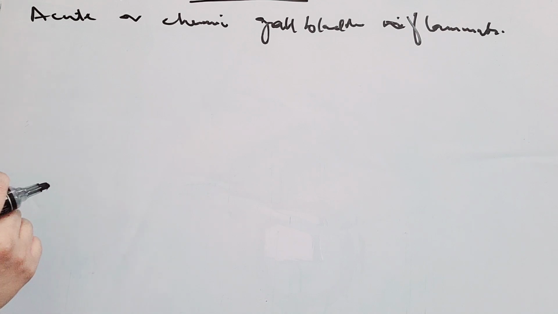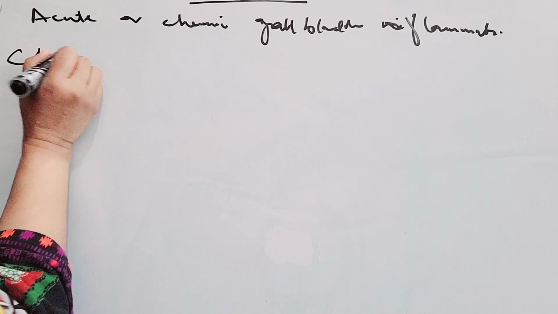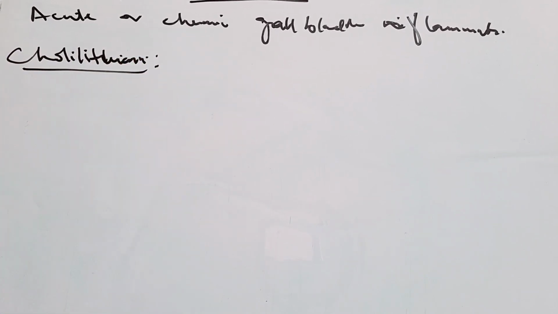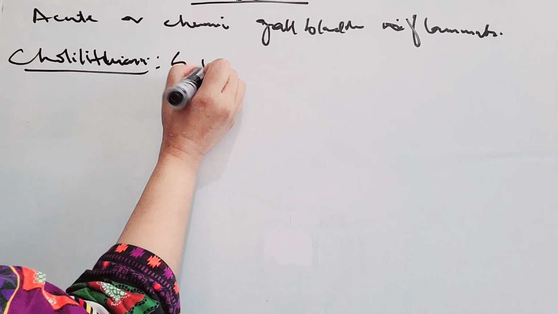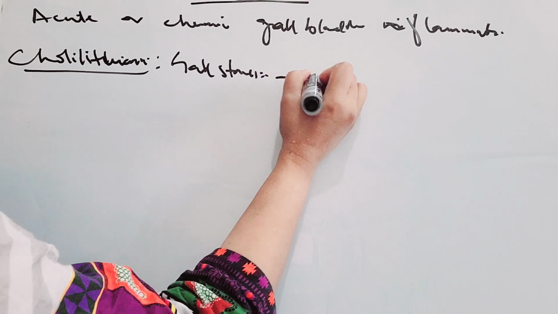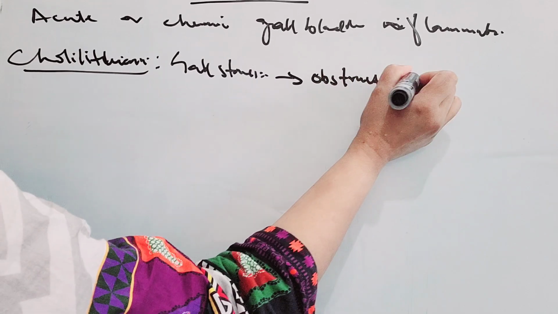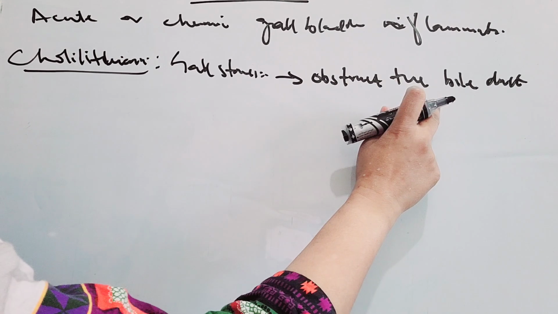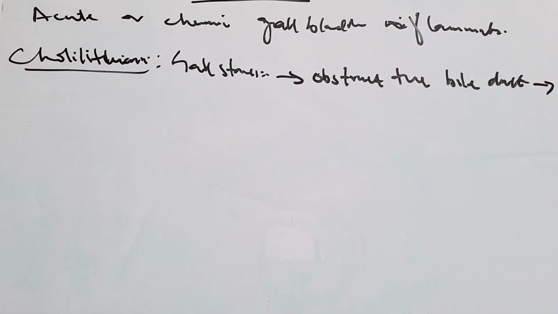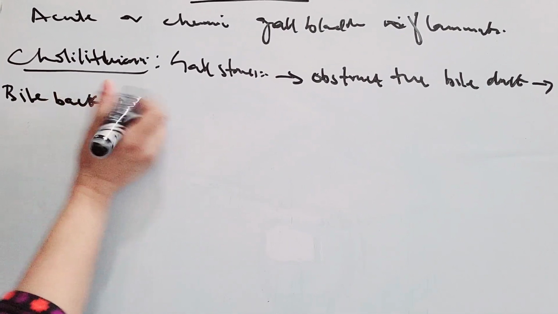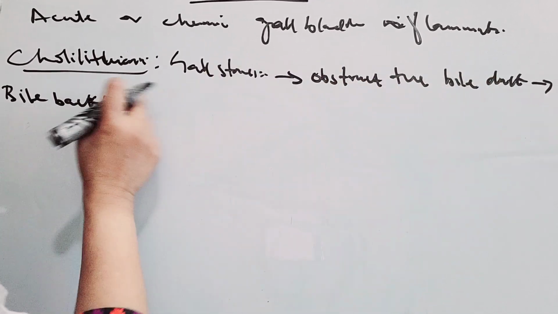Now, what is cholelithiasis? Cholelithiasis means gallstones. So what will gallstones do? They will obstruct the bile duct. Now, if the bile duct is obstructed, what will happen? The bile backs up.